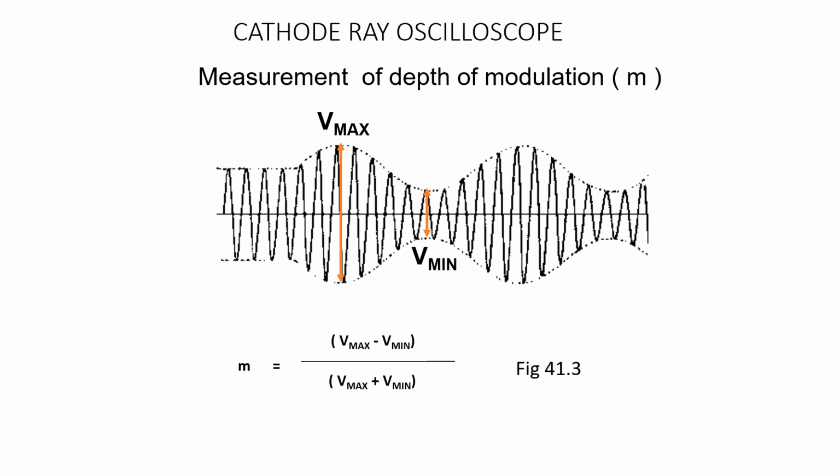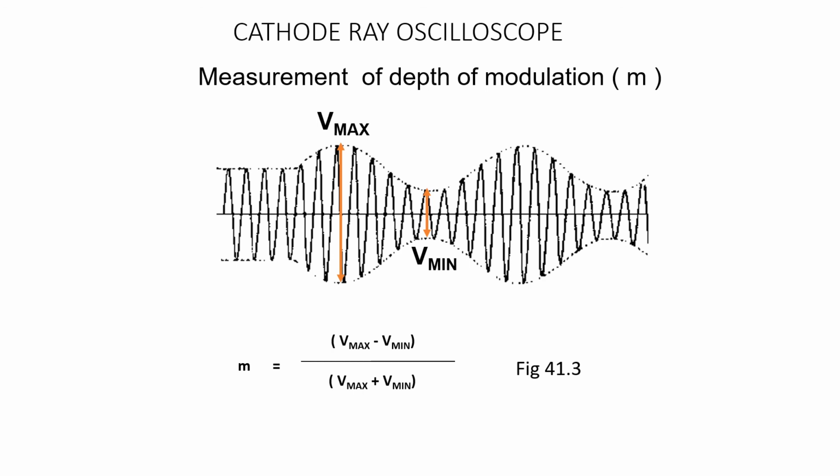To measure the DC voltage, put the switch in DC position and apply the voltage to be measured to one of the channels. So the reference line gets shifted up or below the center line. If it moves up, it is a positive DC voltage. If it moves down, it is a negative DC voltage. If you want to measure AC signal amplitude and frequency, put the switch in AC position and apply the AC signal.